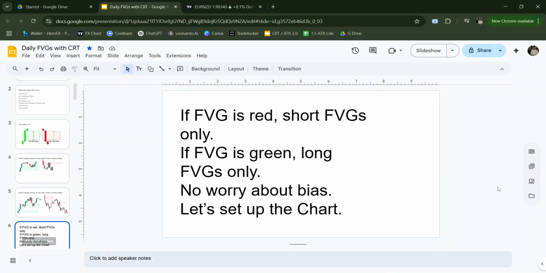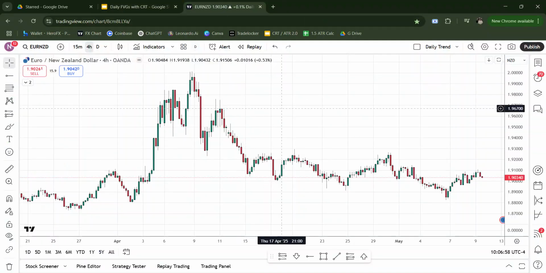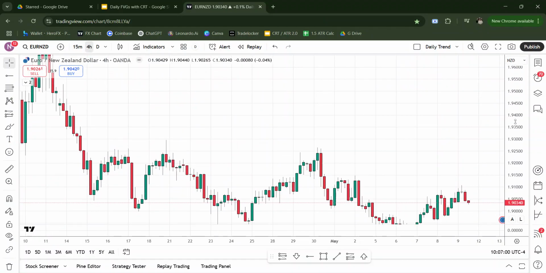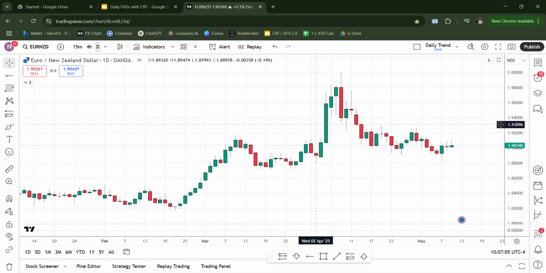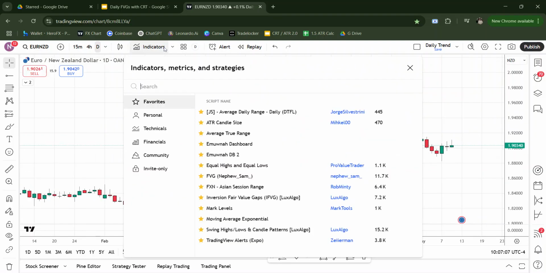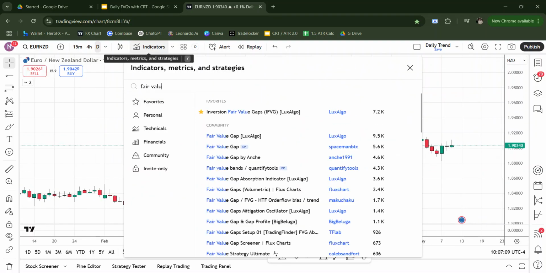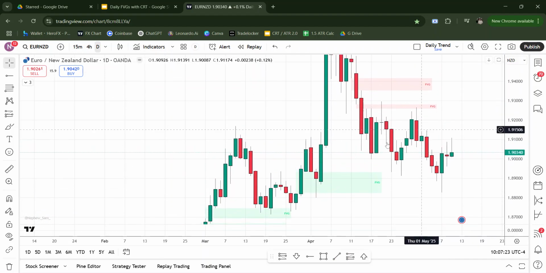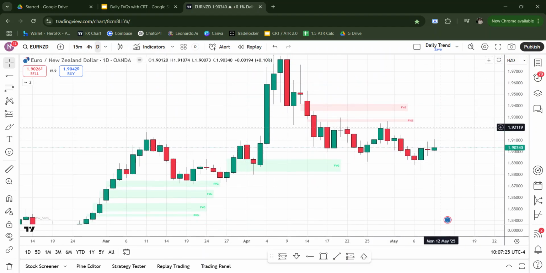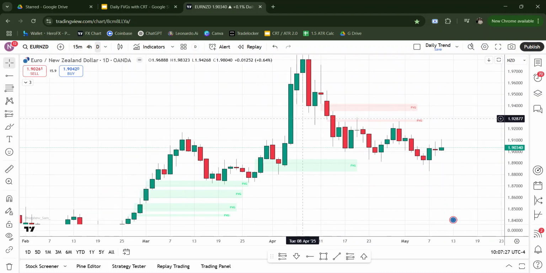Now I'm going to show you how to set up this indicator on your chart. It's really the only one that you'll need. On the daily chart, come up to indicators and type in fair value gap, or actually FVG. I just used the one by Nephew Sam, but there are others. If you want to use another one, that's fine, but this is the one that'll be used for the sake of this video. Just pop it on the chart. You really don't need to make any other adjustments, and the gaps will automatically pop up.